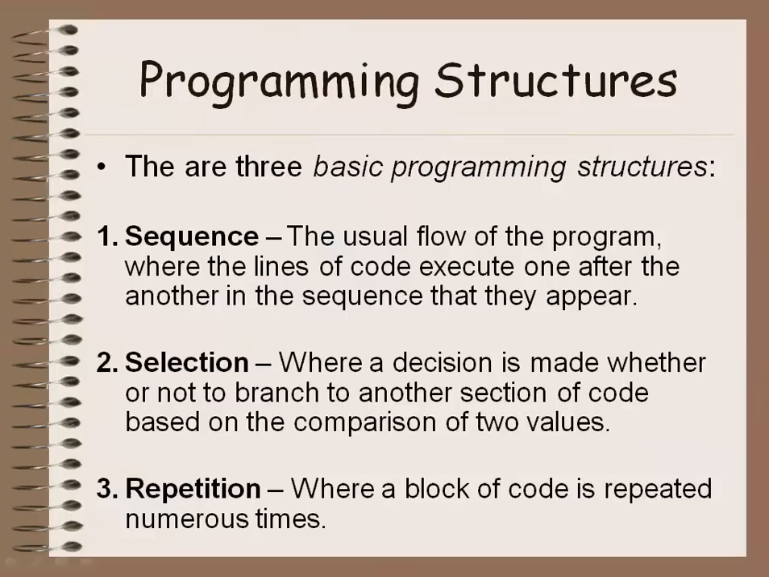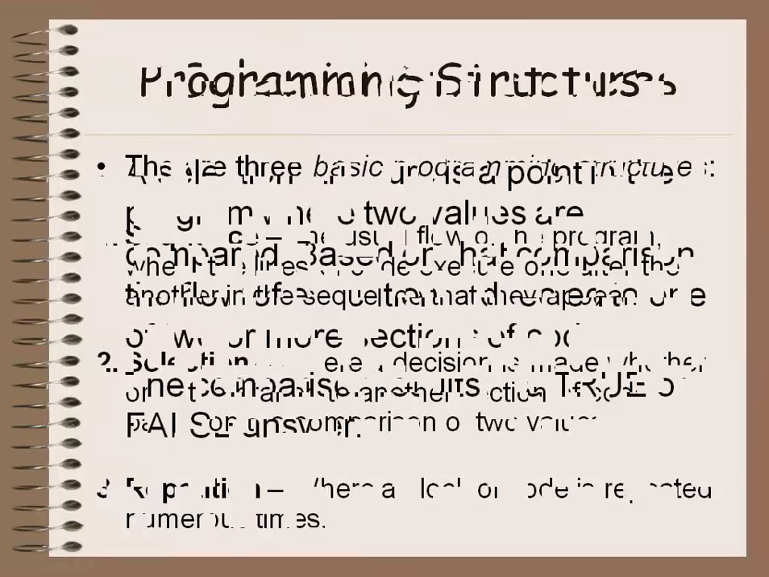The second type of structure is called selection, and that's what we're talking about today. This is where we make a decision whether or not to do something, and based on whether that decision is true, we run one section of code or we run a different section of code. And the third programming structure that we'll be looking at in the upcoming weeks is called repetition, where a block of code is repeated over and over again.